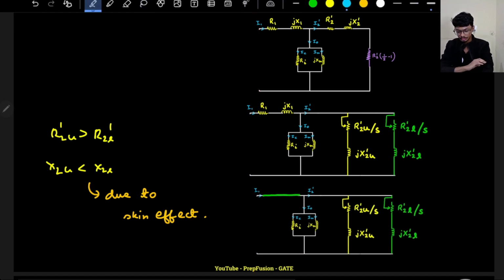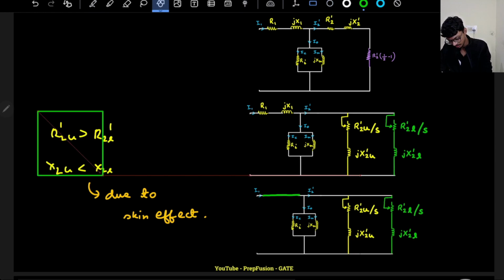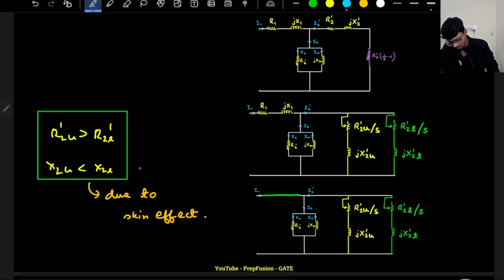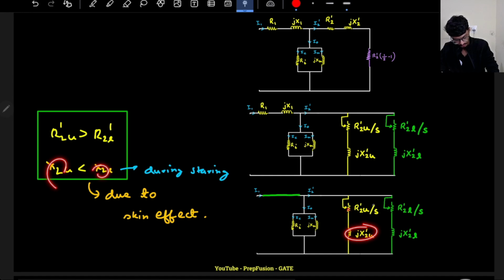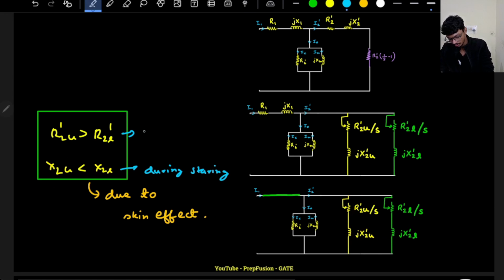For numericals you just need to draw this circuit and understand which resistance is higher, which reactance is lower. Reactance will dominate at high frequency. During starting, reactance will dominate because these impedances will be high. That's why in series higher impedance wins, in parallel lower impedance wins. And during normal operation resistance will dominate.